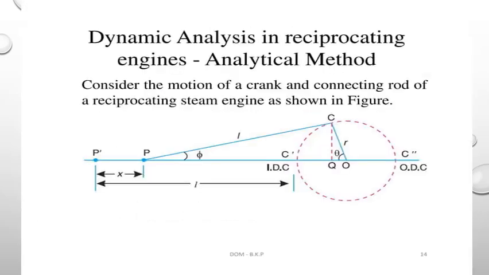Next, for dynamic analysis by the analytical method, consider the motion of the crank and connecting rod, the reciprocating system shown in the figure. The crank has circular motion and rotates, and the piston moves up and down. The length measures are shown as letters: P dash to P is X, and P dash to C dash is L.